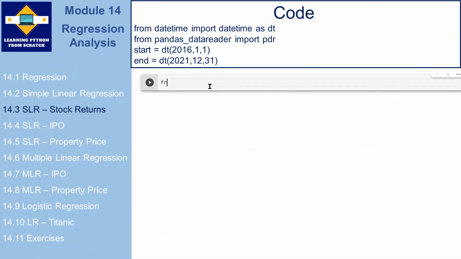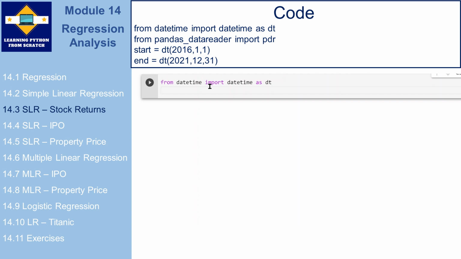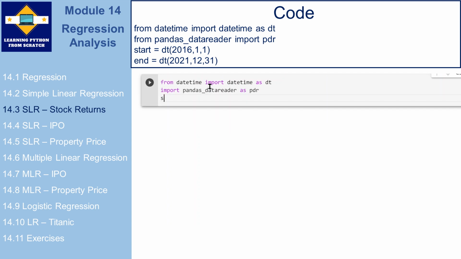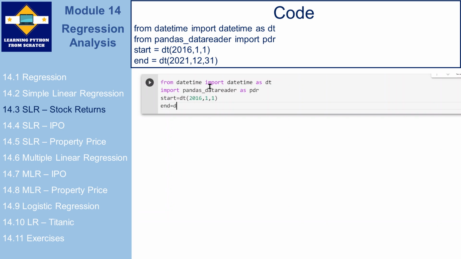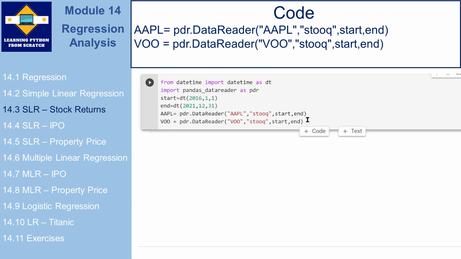Now we are going to import the stock prices of Apple and VOO. To do this, we need the datetime module, so we from datetime import datetime as dt, and then we import pandas_datareader as pdr. Then we are going to set the period for the data analysis. So here we are going to get the data from the 1st of 2016 to the end of 2021. Next, we are going to use the data reader to read the data for Apple and VOO.